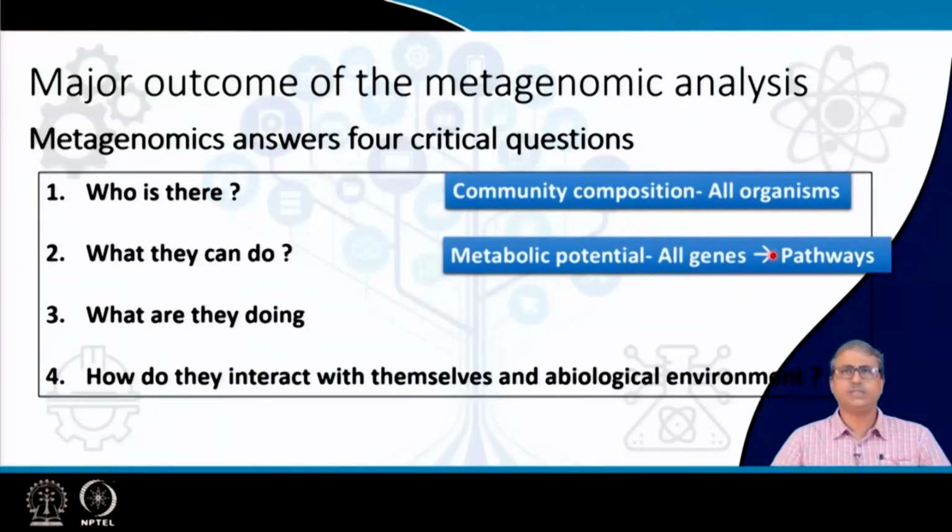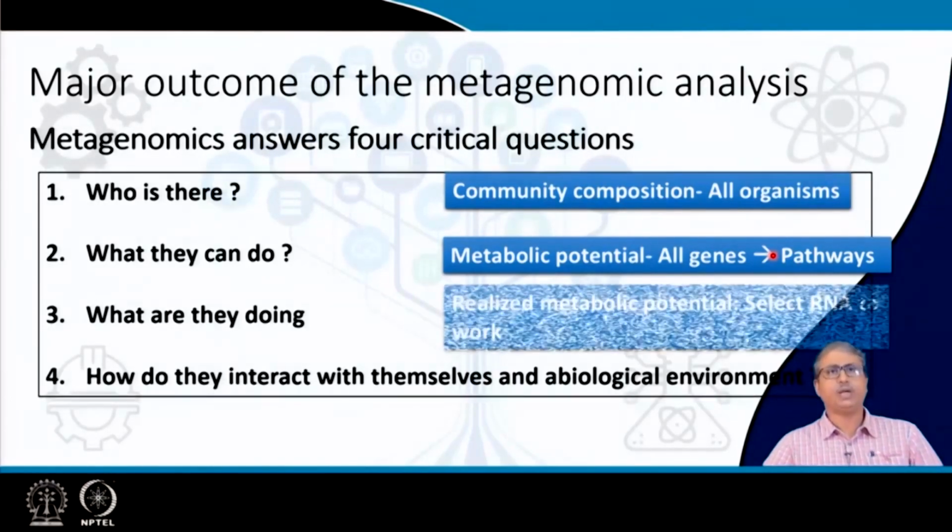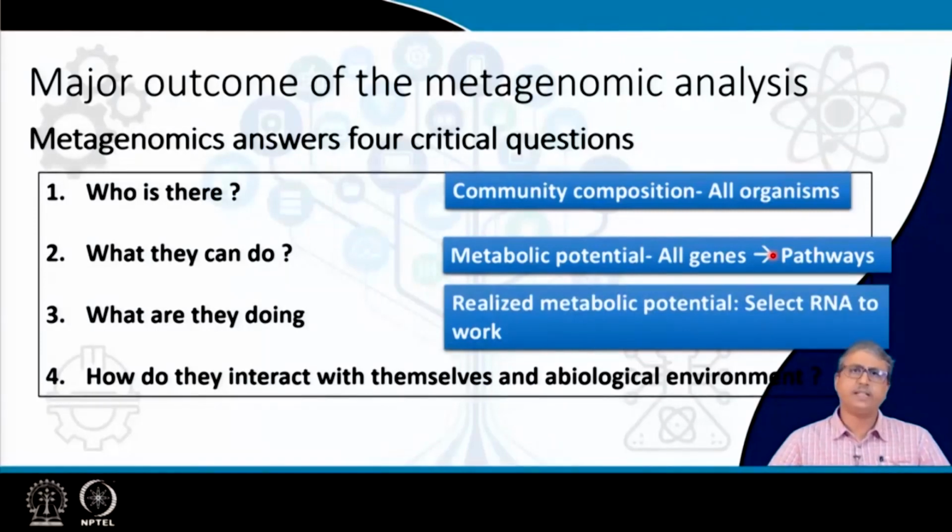Out of this, you will select which pathway you want to emphasize more, provided of course you have sufficient good quality data with you. That is of course a point, and I will come to that point. What are they doing? That is again the fundamental thing: the realized metabolic potential, that means the function that they are actually carrying out.